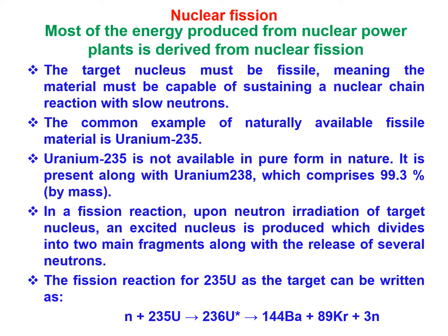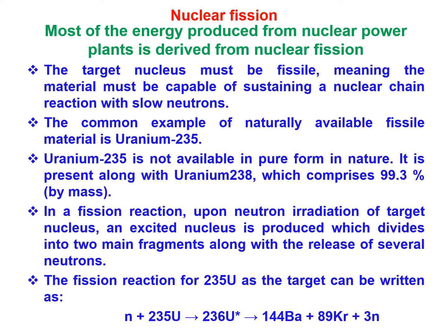The common example of a naturally available fissile material is uranium-235, but it is not available in pure form in nature. It is present along with uranium-238, which comprises 99.3 percent. That is, only 0.7 percent is uranium-235. So we have to filter and take only the 0.7 percent of the uranium available in nature.